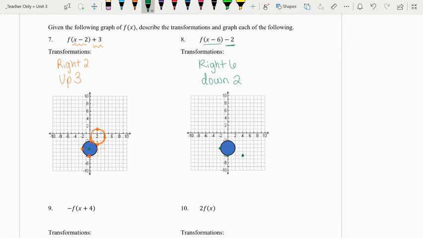I'm going to move this point at 0, so right 6 is 6, down 2 is here. Same thing here with this point, right 6 is at 6, down 2 is here. And then our last one, right 6 would be 8, down 2 is here. And here is my circle.